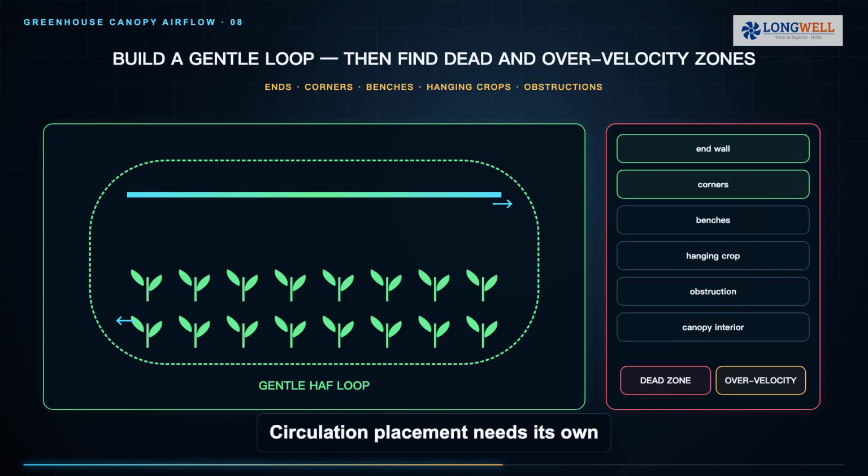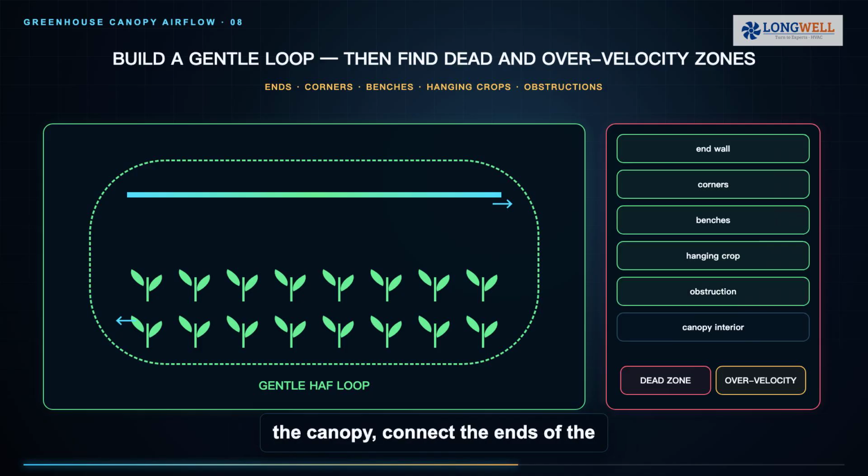Circulation placement needs its own map. Build a gentle loop above and through the canopy, connect the ends of the house, and inspect corners, benches, hanging crops, and obstructions. More fans do not guarantee better mixing if they fight one another or aim directly at sensitive plants. Use smoke, ribbons, anemometers or other agreed checks to find stagnant and over-velocity zones.